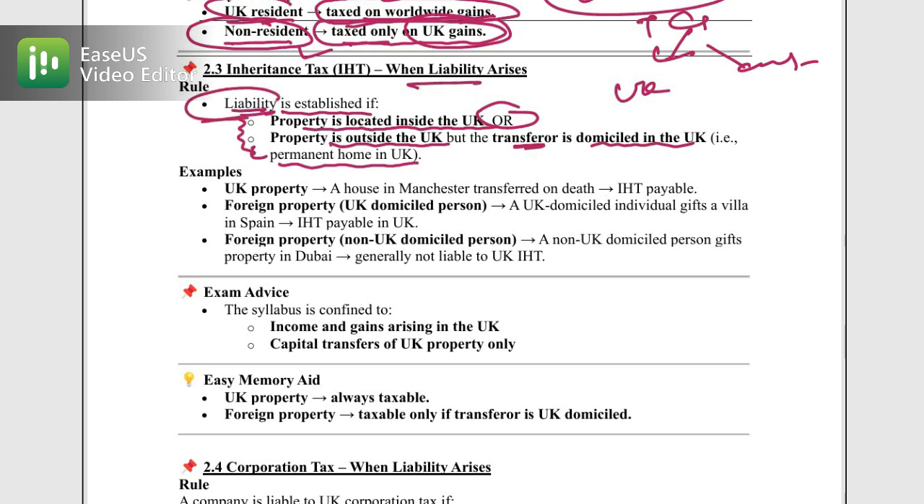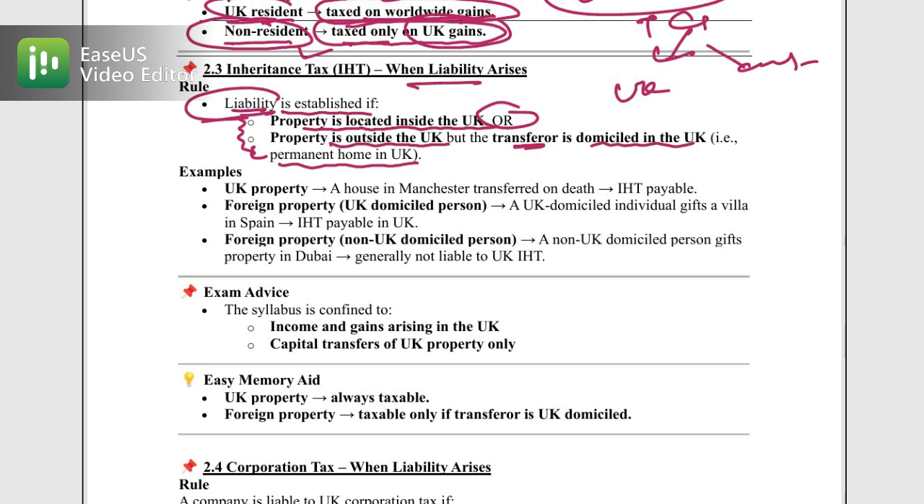So in simple words, liability arises if the property is inside the UK, so you will have to pay IHT. Number two, if the property is outside the UK but the transferor is UK domiciled, meaning they have their permanent home in the UK.